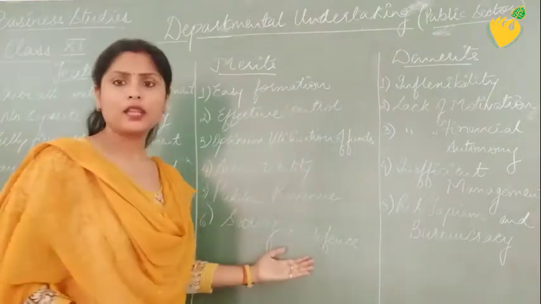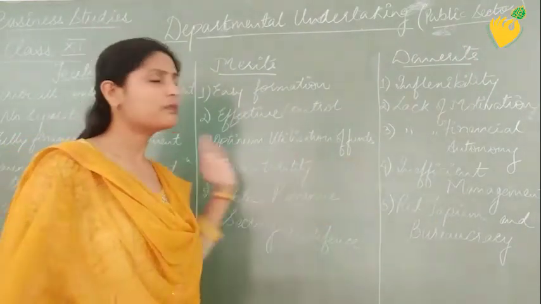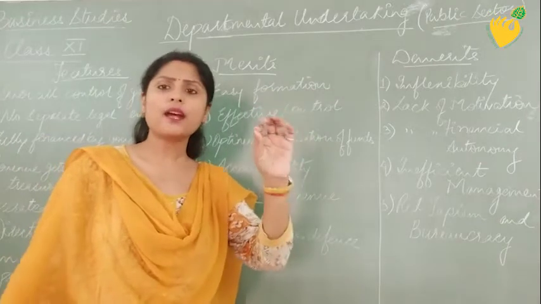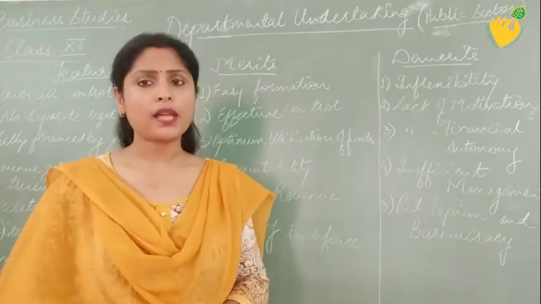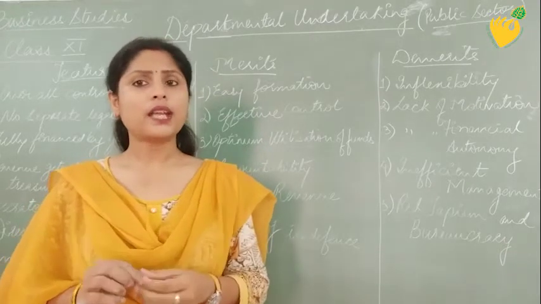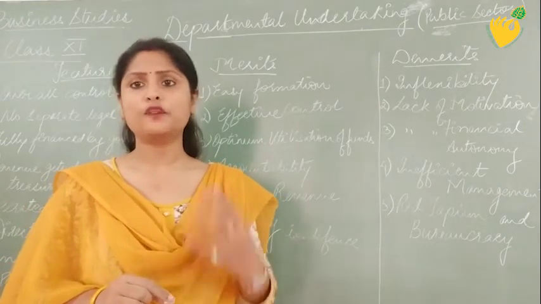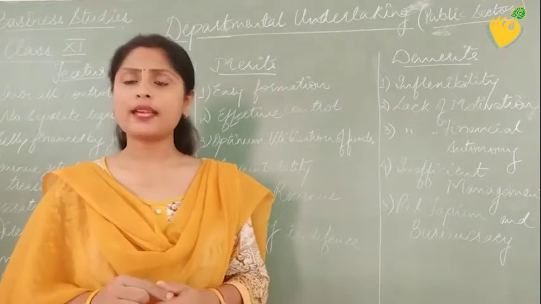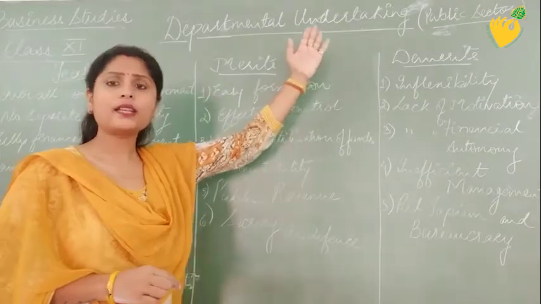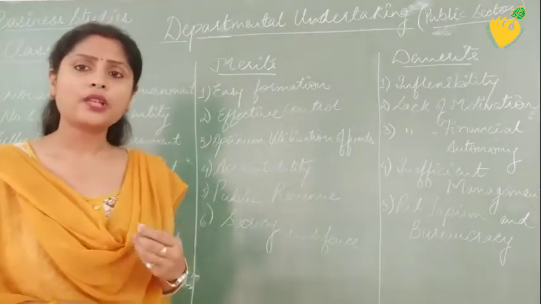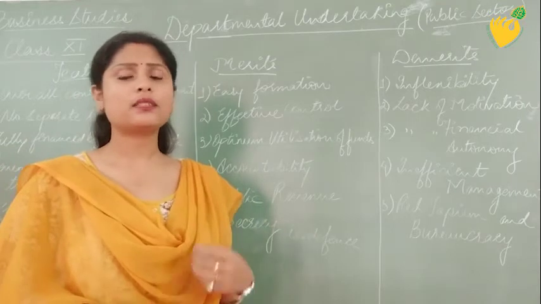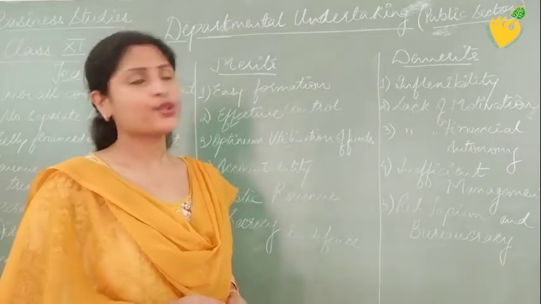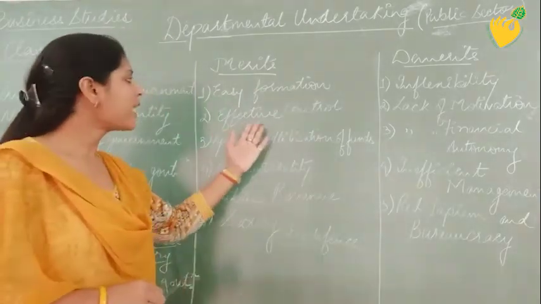Now we have the merits. You will find some of the merits and demerits very similar to the features we have just discussed. The first merit is easy formation. We have just completed the topic of joint stock company, and I know you are now completely aware that creating a joint stock company is not an easy job. It requires 4 steps which have to be performed in a very specific and detailed manner. Whereas here, a departmental undertaking is an enterprise which is very easily established under a concerned ministry, so legal formalities, registration by the registrar and paperwork are really not required. So that's why it's an easy formation. Next one, we have effective control.